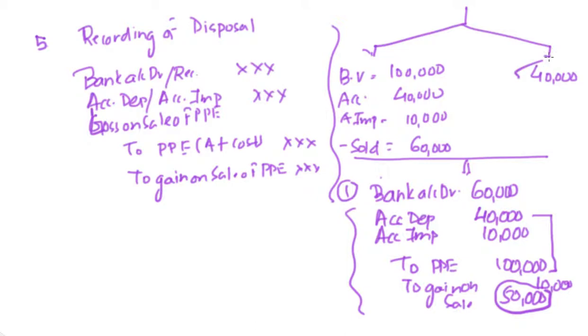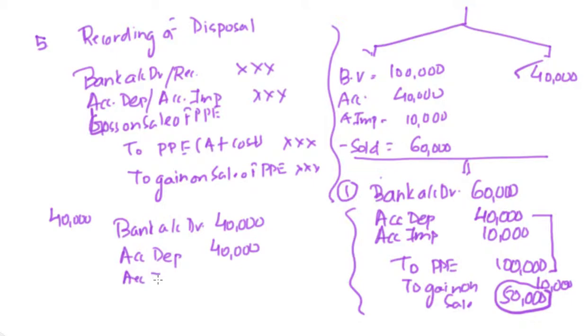Now let's move on and record the second journal entry. It relates to, suppose, we sold the asset for 40,000. Similarly, we have received 40,000. The accumulated depreciation in respect of that particular asset was 40,000, and the impairment in respect of that particular asset was 10,000. To PPE 100,000.